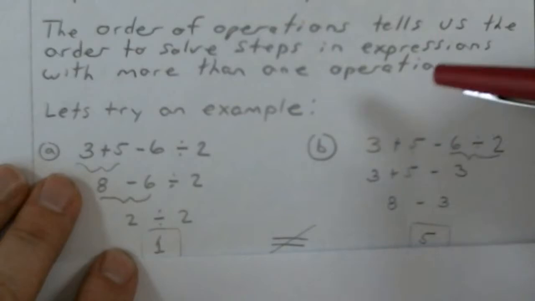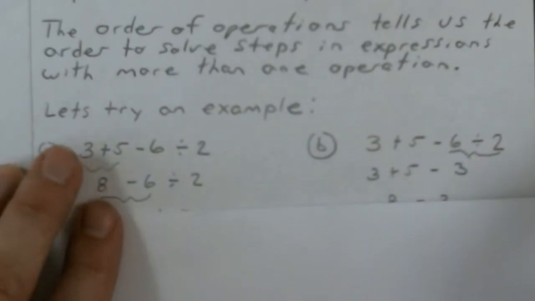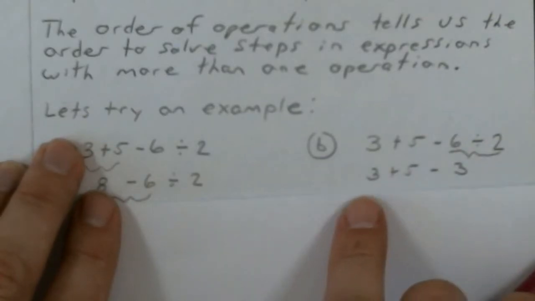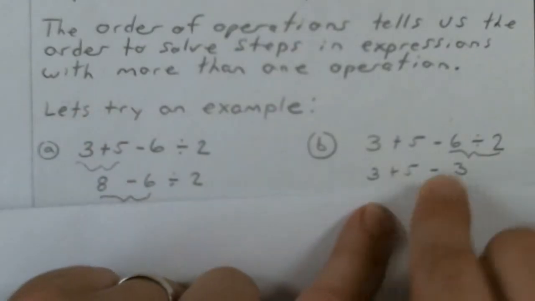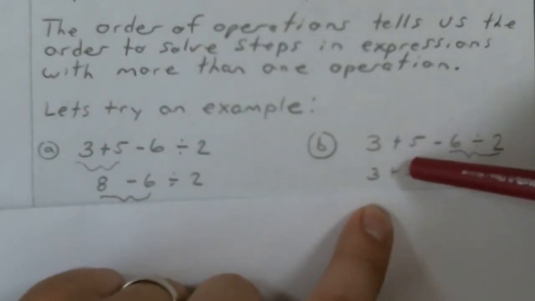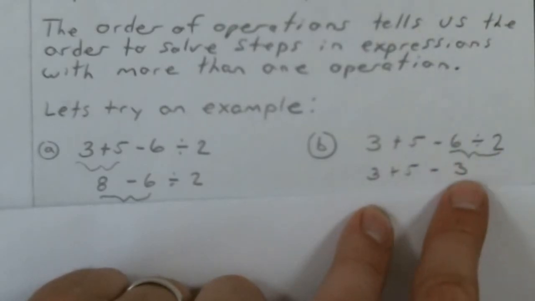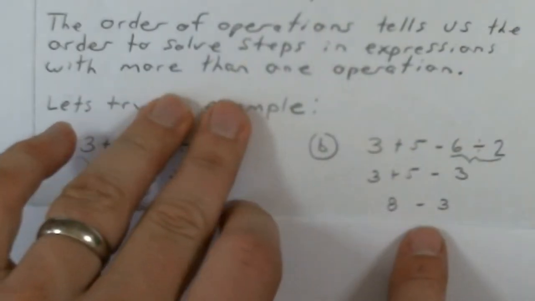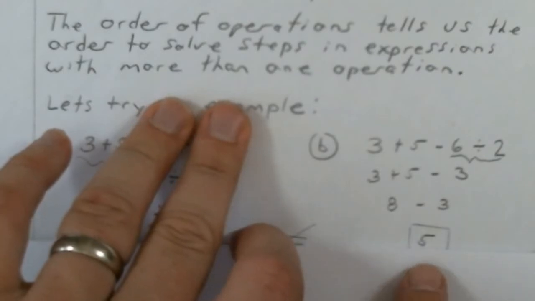Well, look at this one. If I do the division first, that's 3 plus 5 minus 3. Do you see how I'm keeping everything that I don't use written down? So for this, negative 6 divided by 2 is negative 3. And then I use the leftovers here. So 3 plus 5 is 8, minus 3, and then 8 minus 3 is 5.